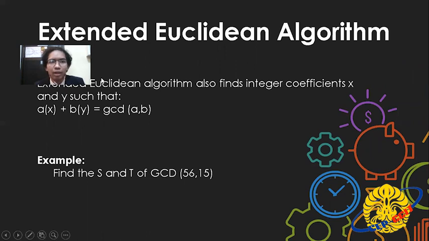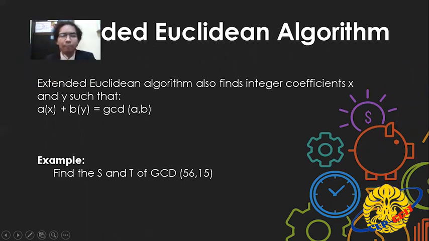So how about the extended Euclidean algorithm? Now we are working on the greatest common divisor with formulas. We have ax plus by equals the greatest common divisor of a comma b.